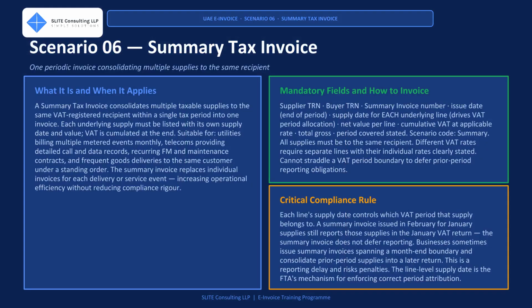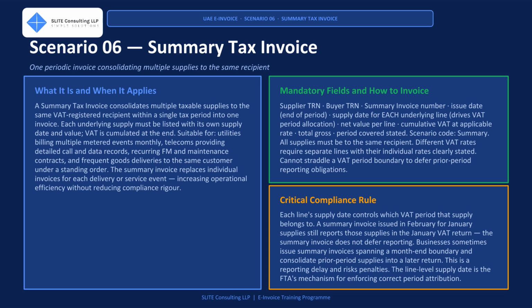Scenario 6 is the summary tax invoice. One periodic invoice consolidating multiple supplies to the same VAT-registered recipient within a single tax period. Each underlying supply is listed with its own supply date and value. VAT is cumulated at the end. Suited to utilities billing multiple metered events monthly, telecoms with detailed call and data records, recurring FM and maintenance contracts, and frequent goods deliveries under standing orders. The summary invoice replaces individual invoices for each delivery or service event.